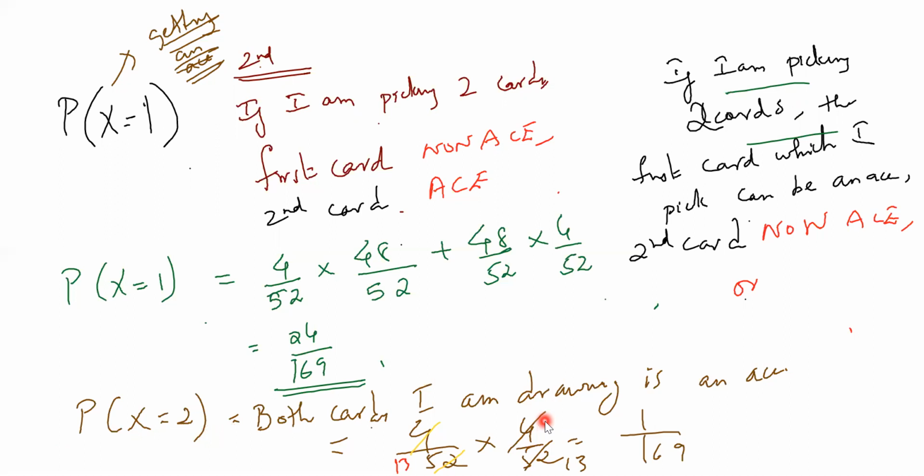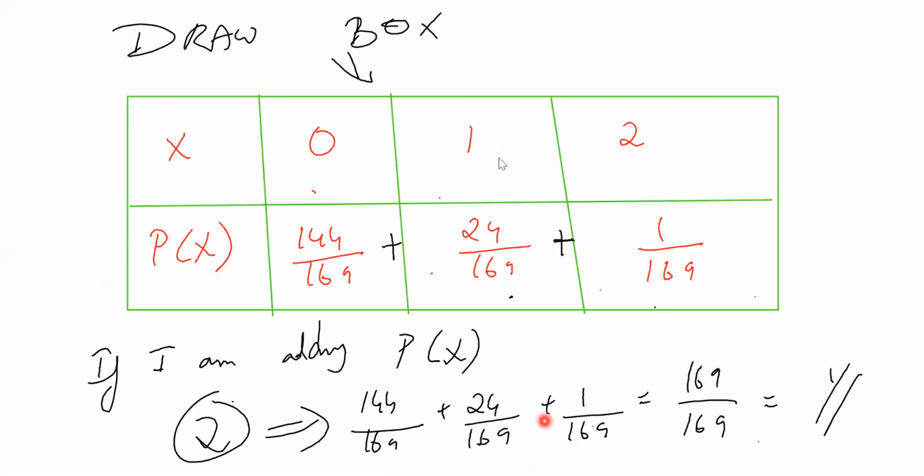But the important thing for us is, for a probability distribution, you have to draw the box, add everything, and we should get the answer as 1. This is the most important thing in this.